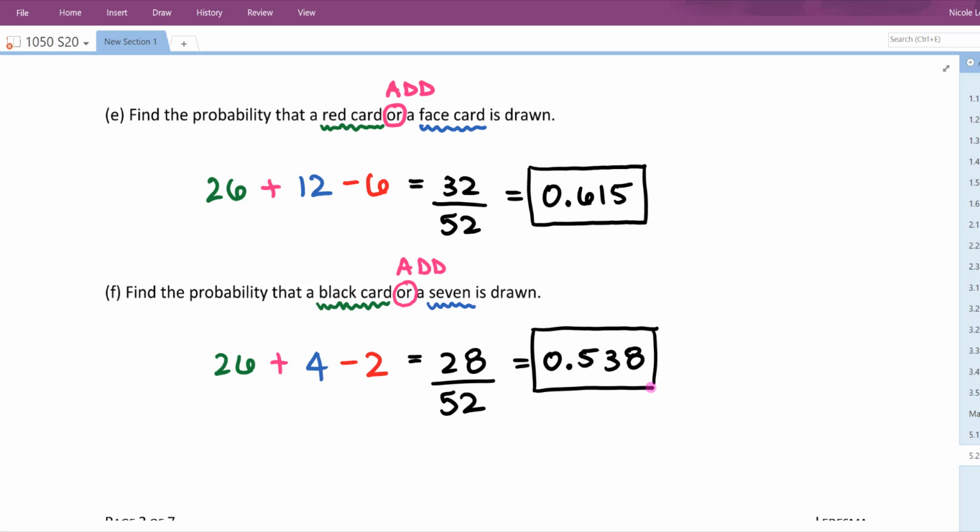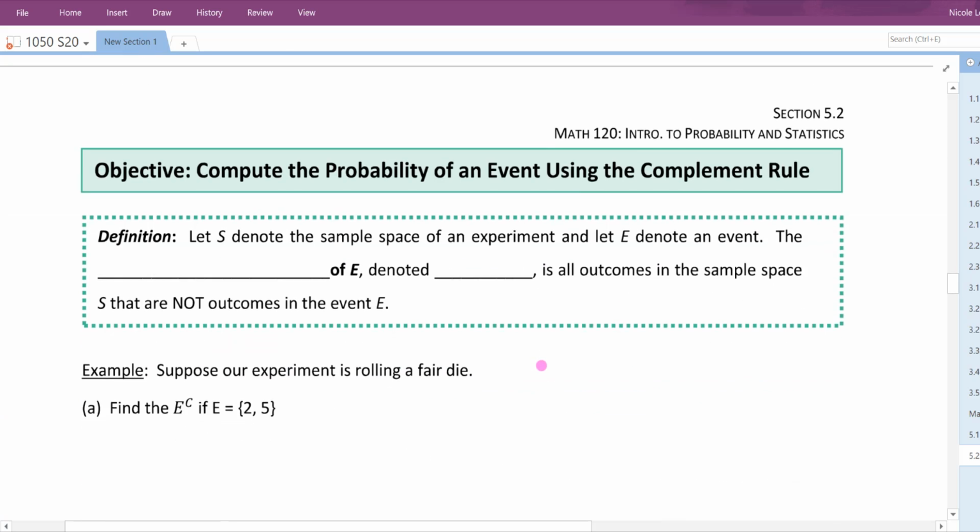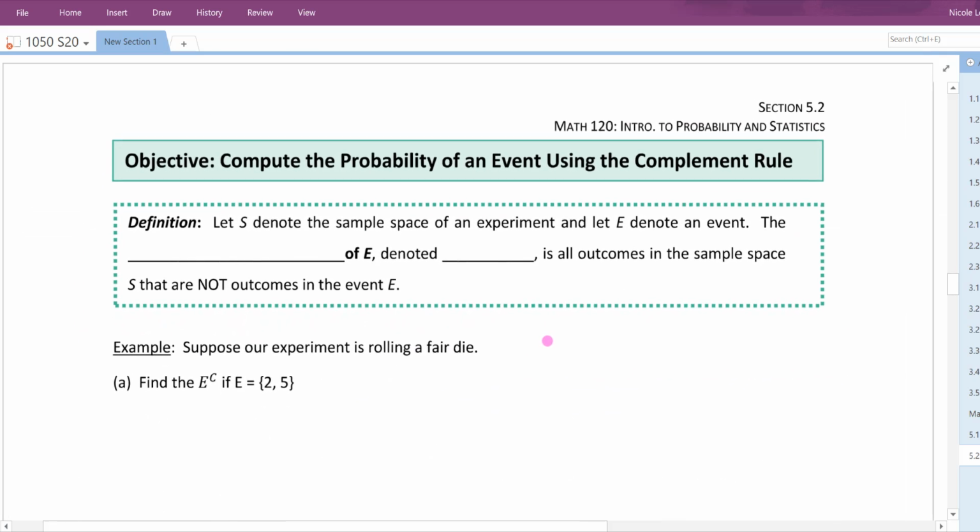Okay, so we will use this rule a little bit later on in a slightly different way, looking at a table of data instead, but we will use this rule again later on. So keep that in mind. And whenever you see the keyword of or, we will always add, but if there's something in common, some sort of overlap, we would have to subtract that out. Okay, so keep that in mind. That will come into play later on. But let's go ahead now to the next page and start looking at the complement.